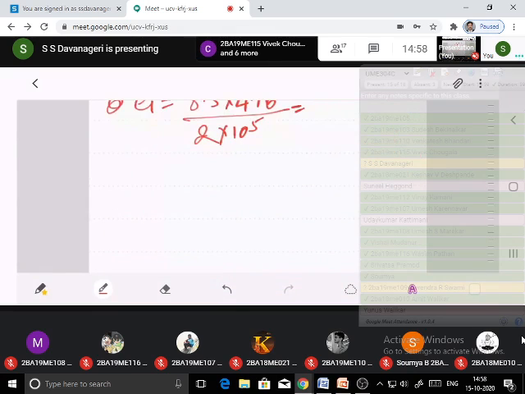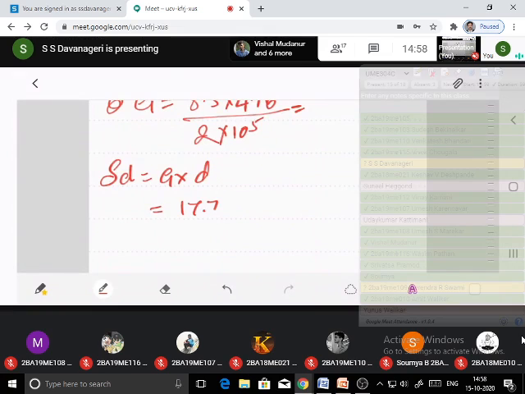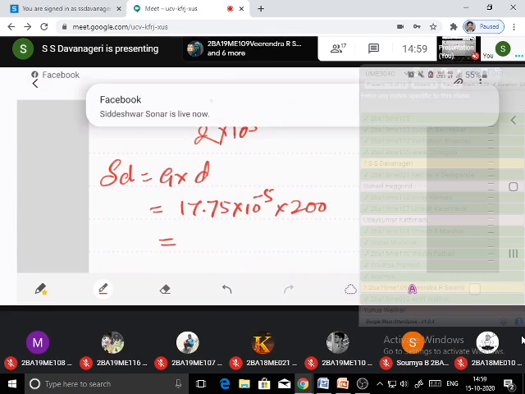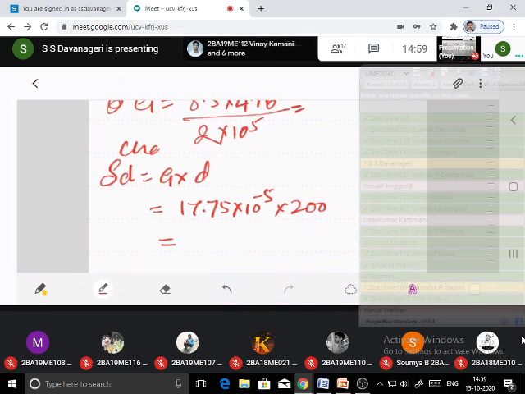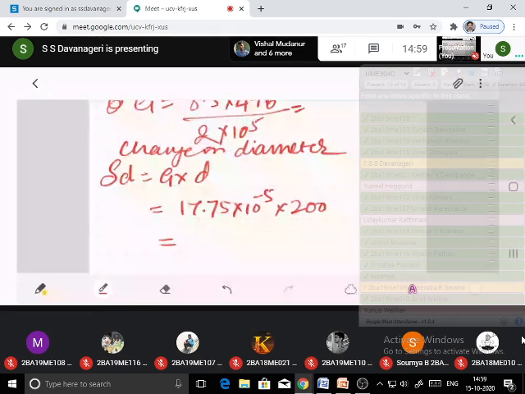Now you need to calculate change in diameter. So change in diameter delta D equals epsilon 1 into D. So now note down epsilon 1, it is 17.75 into 10 to the power of minus 5 into 200. So how much will you get? 3,553. 0.03, sir. 0.0355 mm.